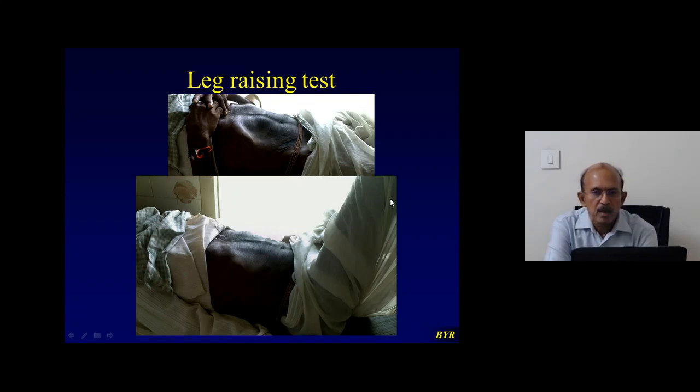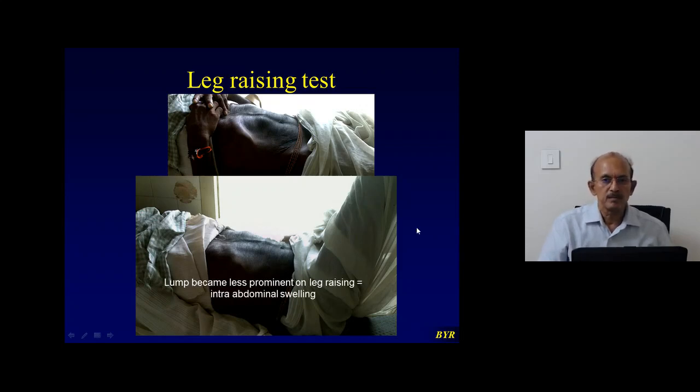Okay. Is it in the peritoneal cavity or in the retroperitoneal space? Is it an intraperitoneal organ or retroperitoneal organ? Yes, you have to do the other test called the knee elbow test. Very good. Lump became less prominent on leg raising, so it is an intra-abdominal swelling.